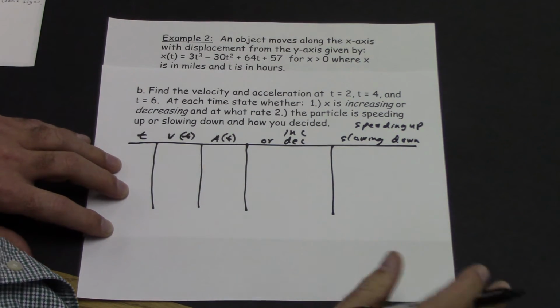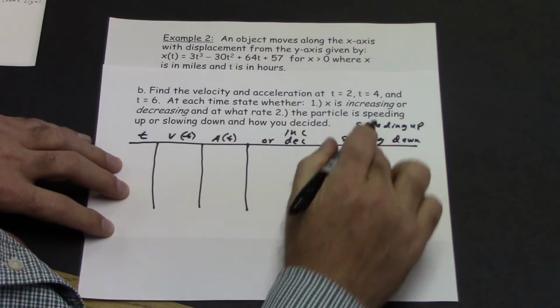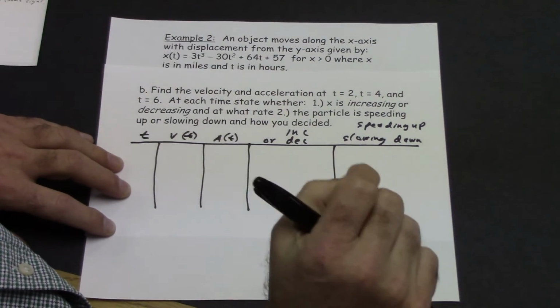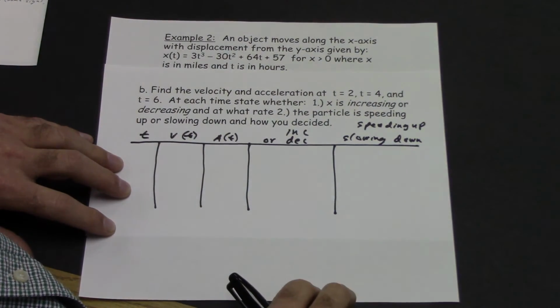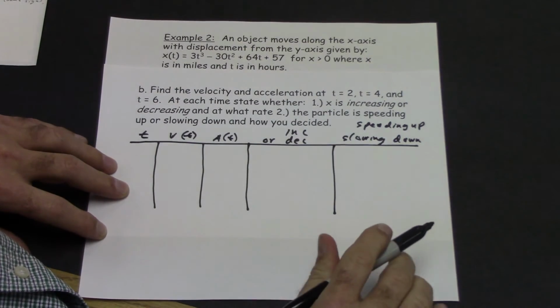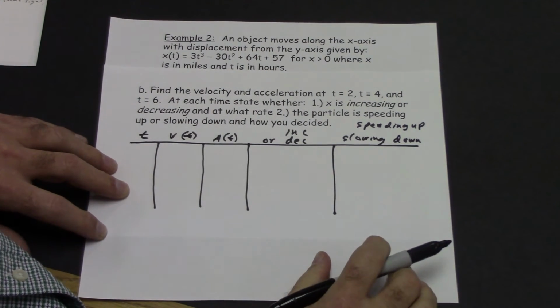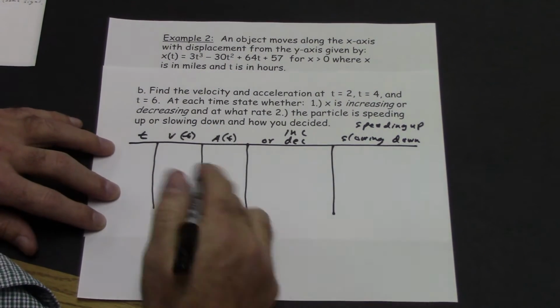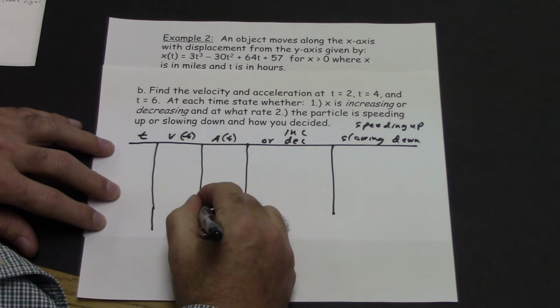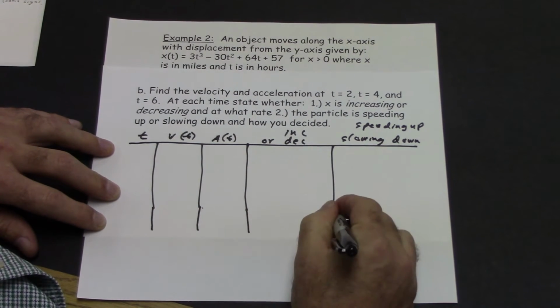Now, if you remember in my first video, we said the particle is going to be speeding up if the velocity and acceleration have the same signs. It's going to be slowing down if the velocity and acceleration have opposite signs. So, okay, let's take a look at our first time.